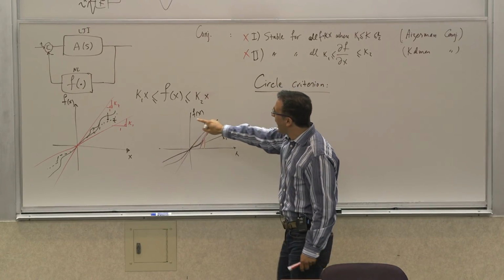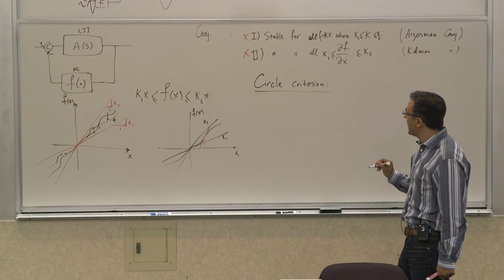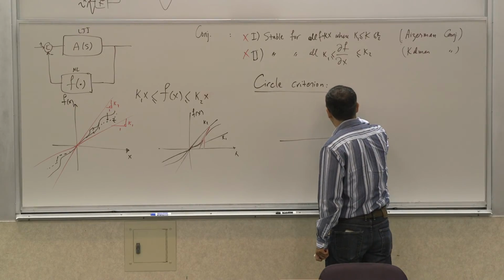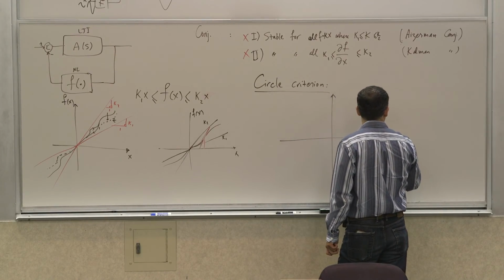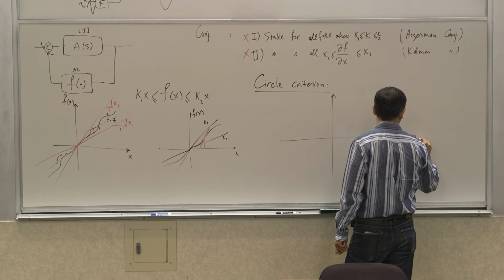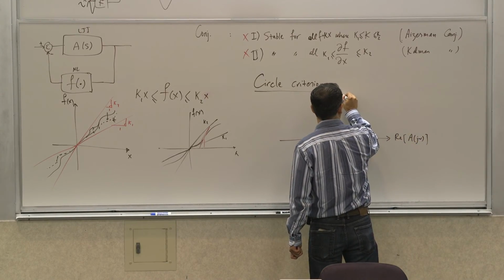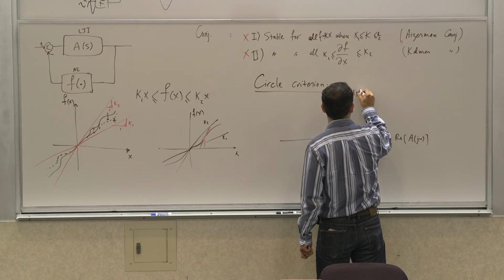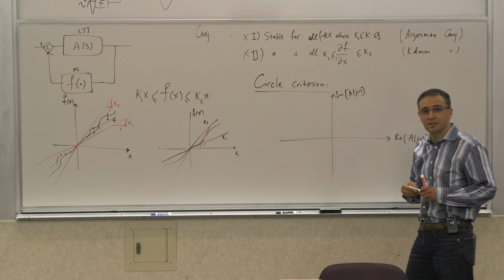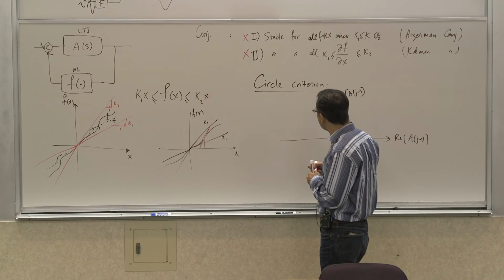So, the correct criterion, and we won't do the proof here, says that you need to look at the same plane, the real and imaginary part of your loop gain. In this case, we'll assume that all of the dynamics is in A, so you look at the real and imaginary part of A of j omega. The same kind of plot as in the Nyquist. And on this plot, you identify two points.